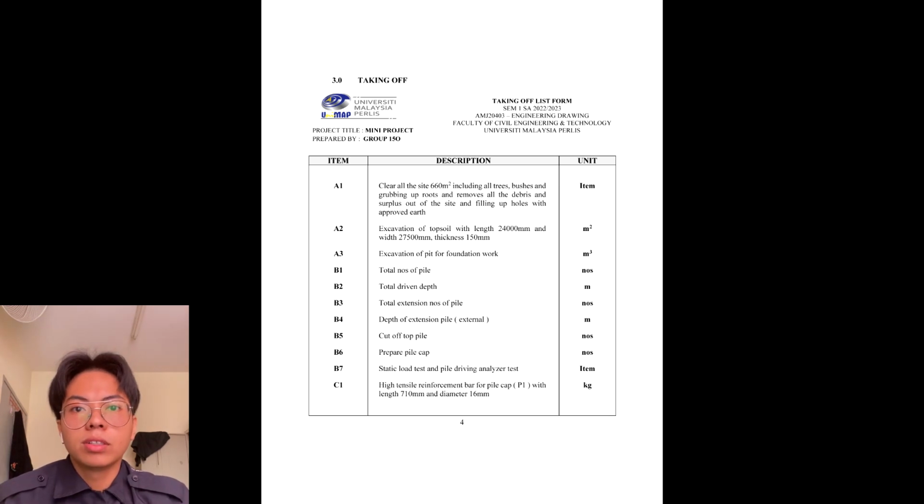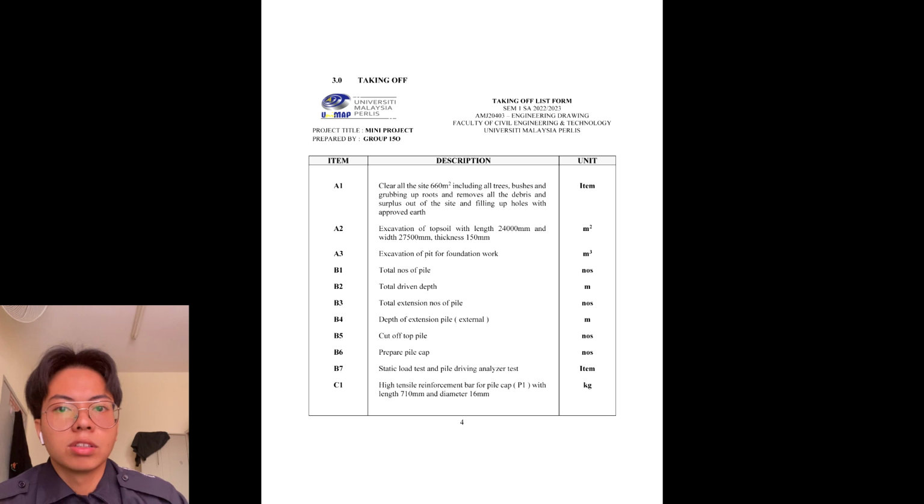Okay, so now we'll be moving on into the taking off list for this mini project. For item A1, clear site 616 meter square, including all trees, bushes, and grubbing up roots, and remove all the debris and surplus from the site, filling up holes with approved earth, in the unit of item. And also for A2, we have excavation of topsoil with length 24,000 mm, width 27,500 mm, and thickness 150 mm, in the unit of meter square. And for A3, we have excavation of pit for foundation work in the unit of meter cube.